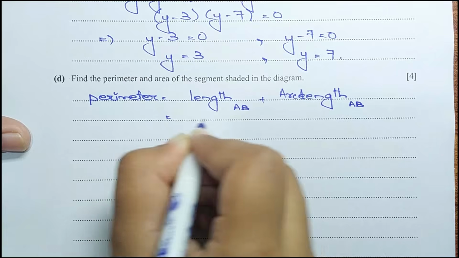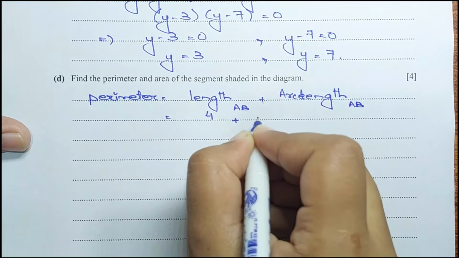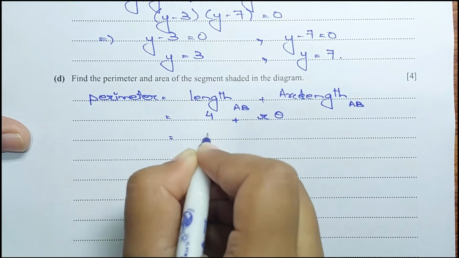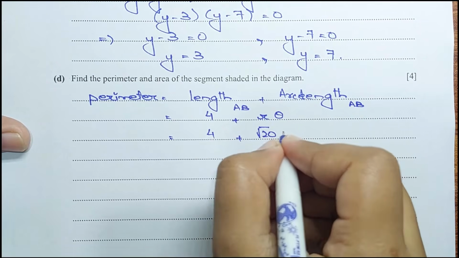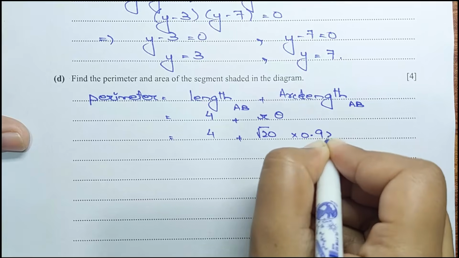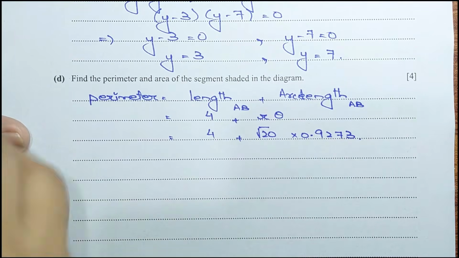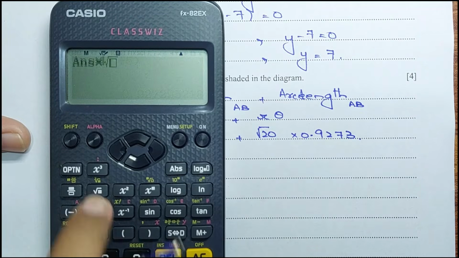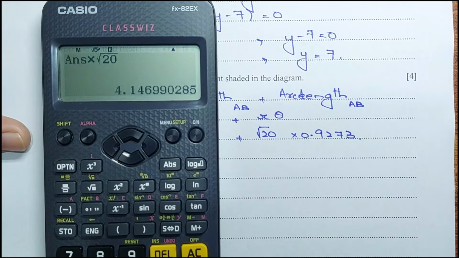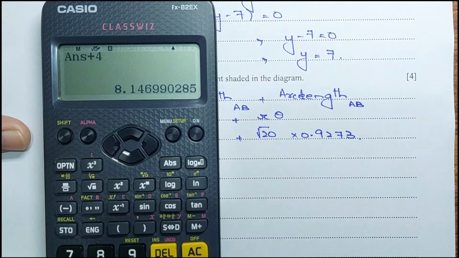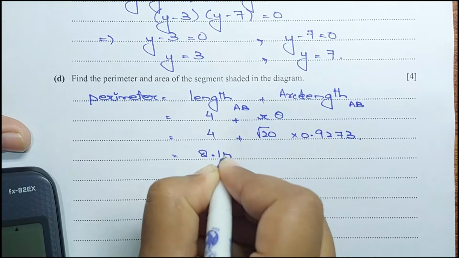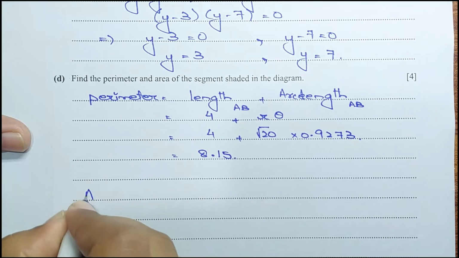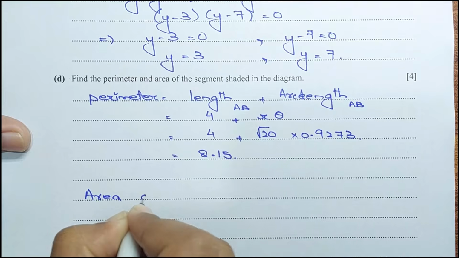Okay, so we have AB 4 units and the arc length is radius times theta. So the radius we have is root 20 and theta we got is 0.9273. Find the perimeter. Let me simplify this. Times it by root 20, and add 4. This is 8.15 if I round it. The perimeter is 8.15, right? Now work on the area. Area of shaded region.